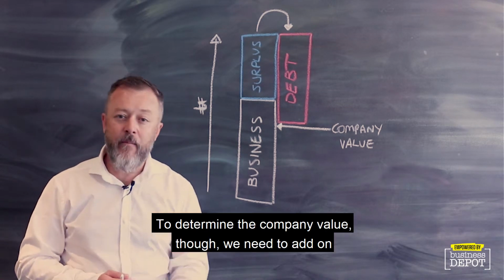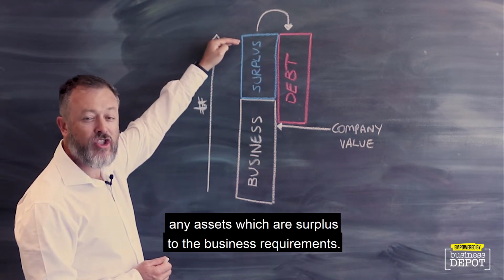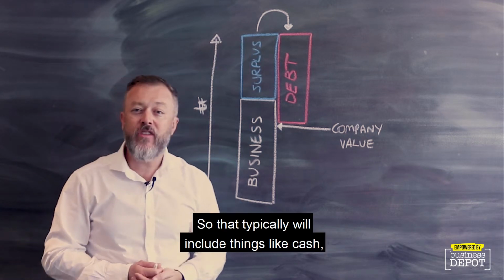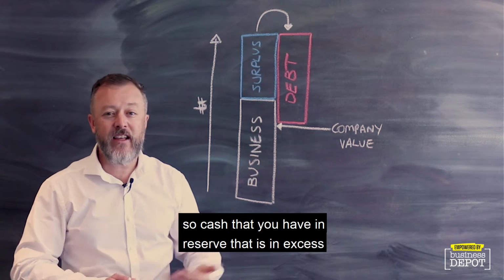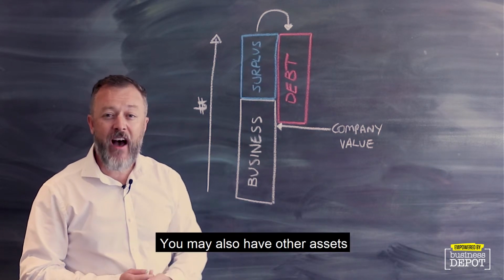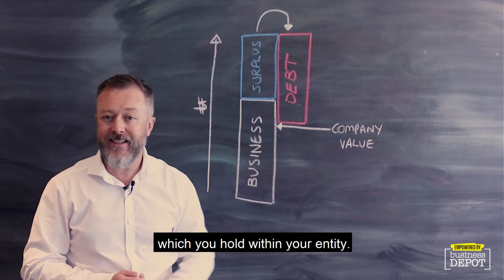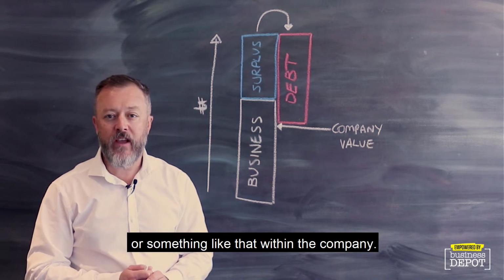To determine the company value though, we need to add on any assets which are surplus to the business requirements. So that typically will include things like cash. So cash that you have in reserve that is in excess of the normal working requirements of the business. You may also have other assets which are not business related, which you hold within your entity. For example, you might own a property or something like that within the company.